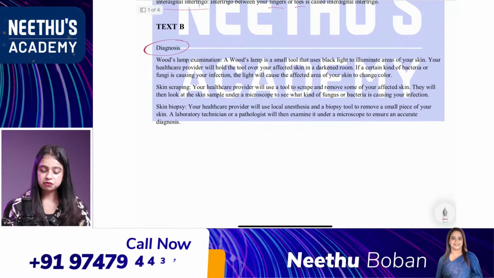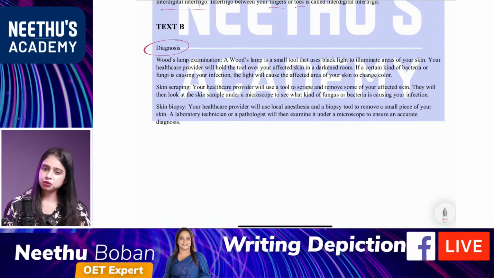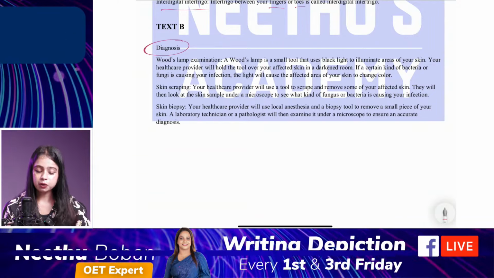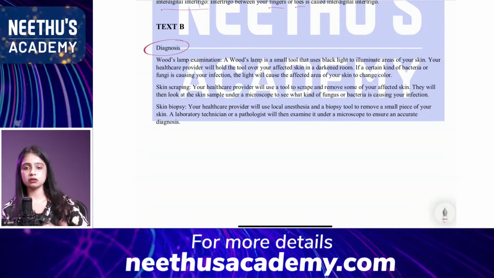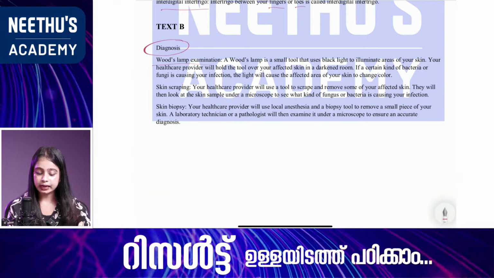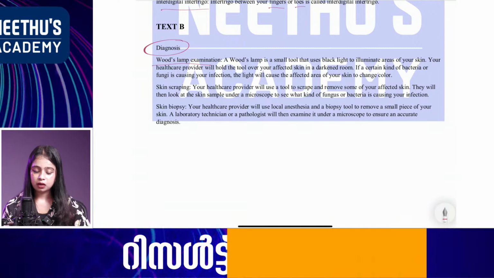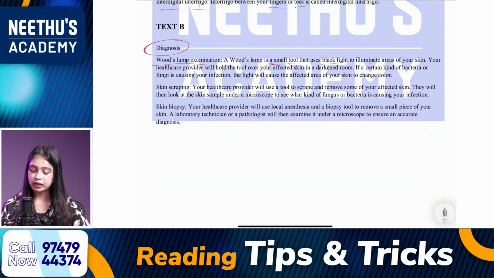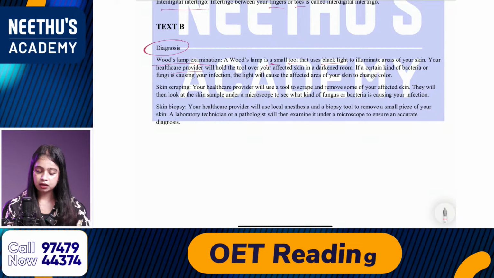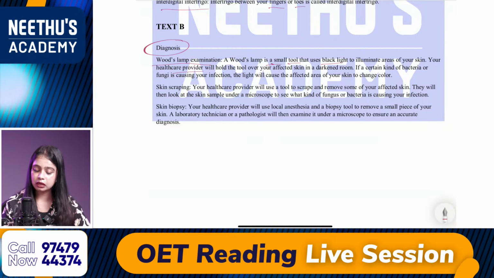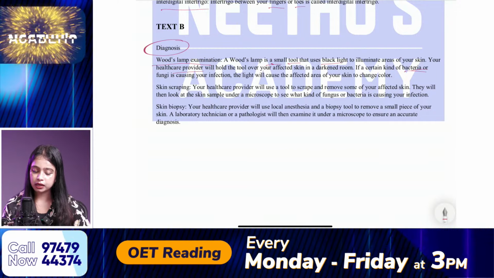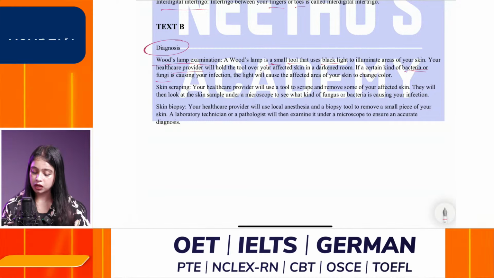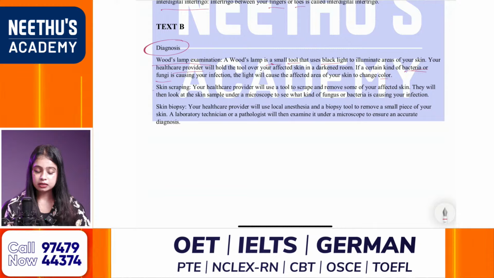Then moving to the second text, it's all about diagnosis. If the heading or subheading is mentioned, you have to underline it. So what about the diagnosis? What methods are we applying to find out these disease conditions? We can go for a Woods lamp examination. A Woods lamp is a small tool that uses black light to illuminate areas of your skin. Your healthcare provider will hold a tool over your affected skin in a darkened room. If a certain kind of bacteria or fungi is causing your infection, the light will cause the affected area of your skin to change color.